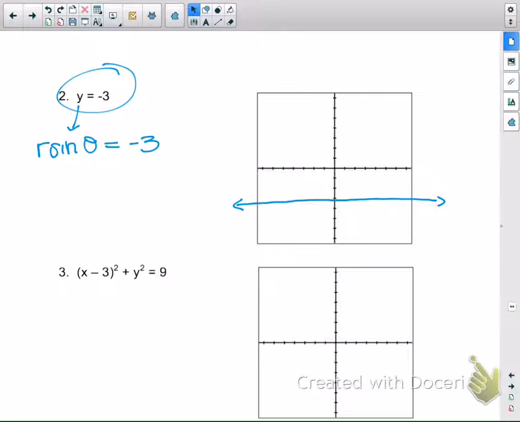The last thing in the box said, whenever possible, solve for what? R. So how do I get R by itself here? No, sine. You're going to divide your sine theta over here.